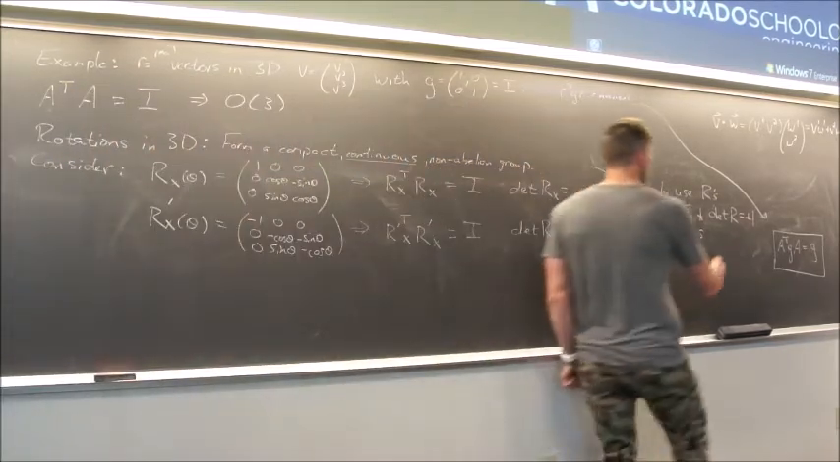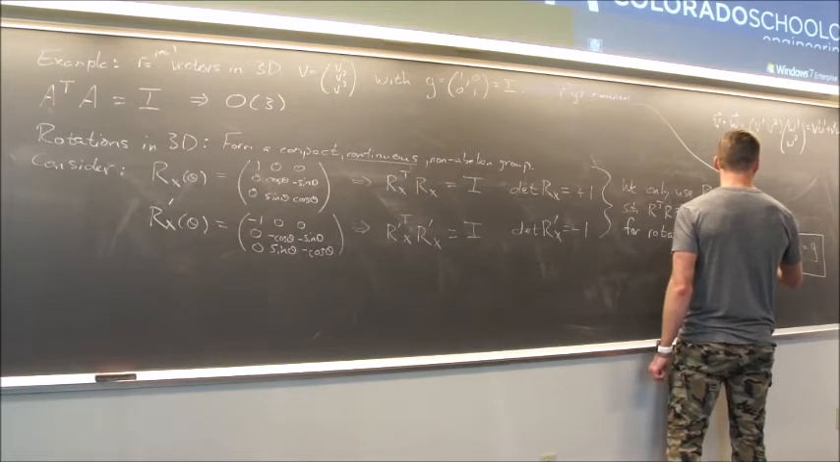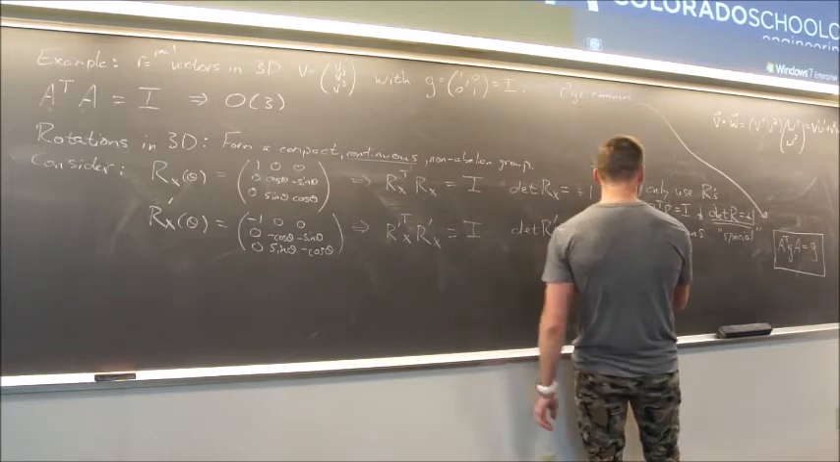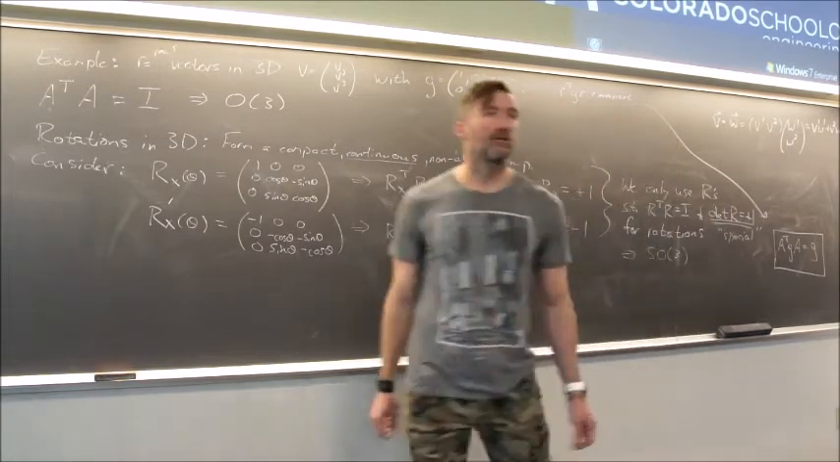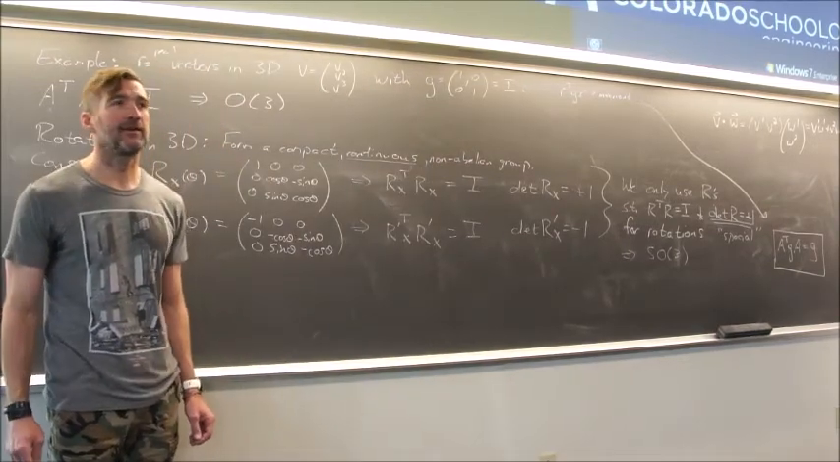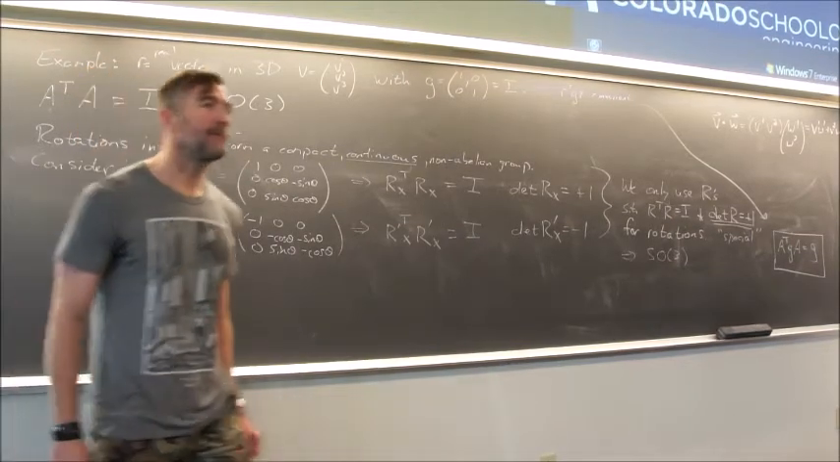This condition is called the special condition. So at the end of the day, imposing both of these gives us SO3, the special orthogonal group in three dimensions. Bam! There it is. I know you've heard of that before. SO3. So what? SO3. Okay.